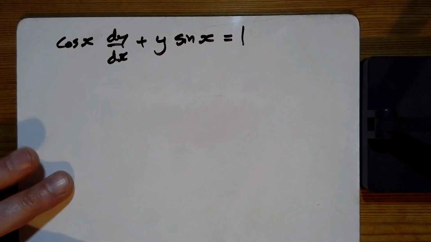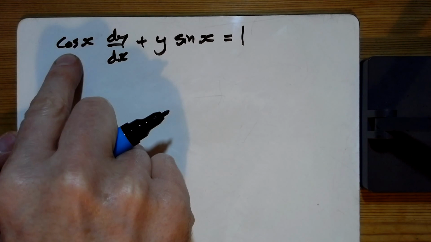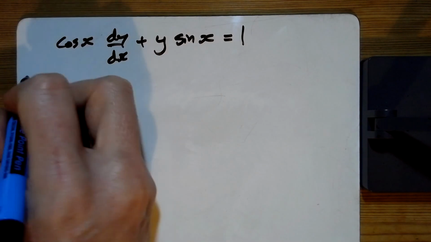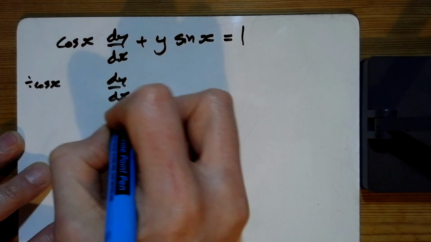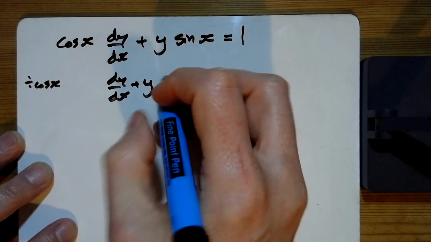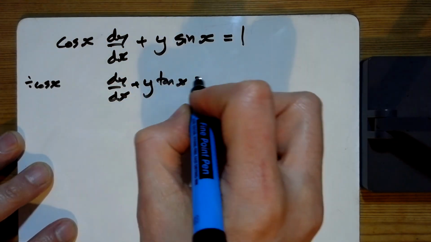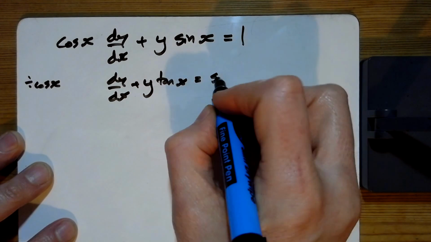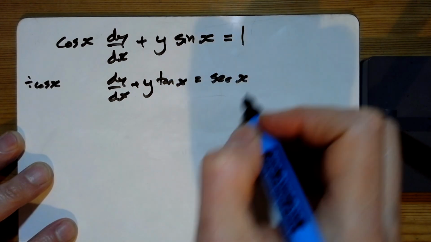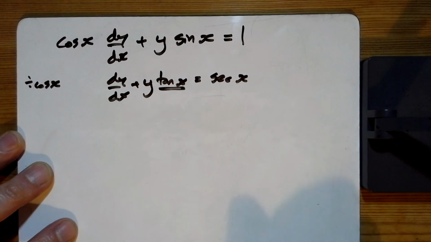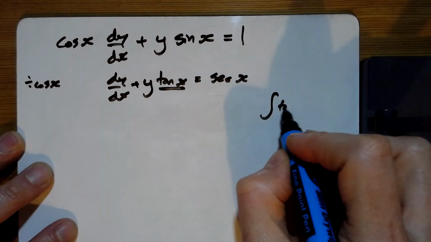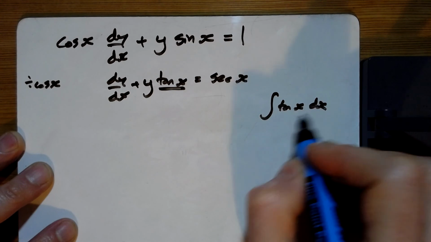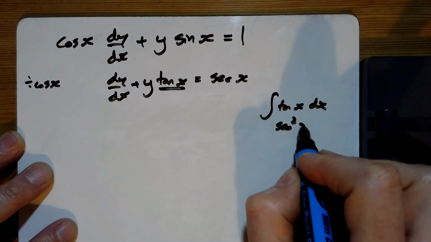So nearly there, 15. I've got a cos x here. We need to divide everything by cos x to start with. And so we're going to have dy by dx plus y, or sine over cos is going to be a tan, and 1 over cos is going to be a sec there. We need to times by the integrating factor, looking at a tan x there, and you know the integral of a tan x is a sec squared x.